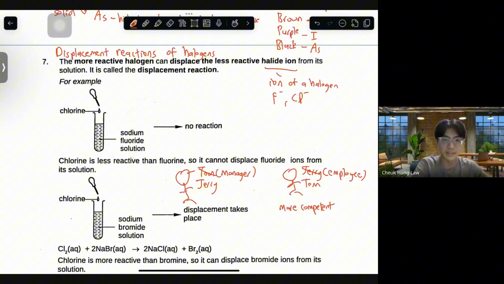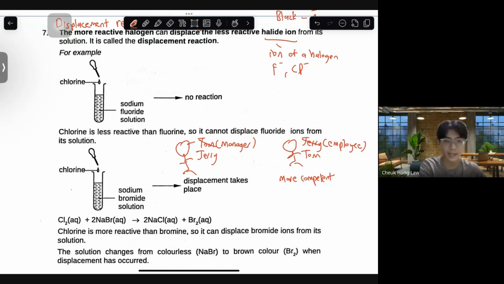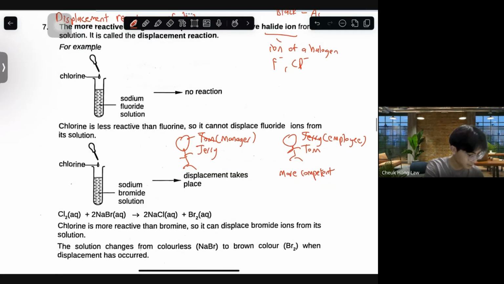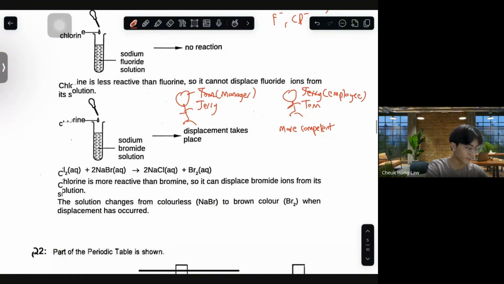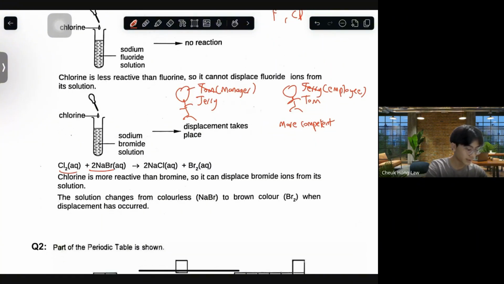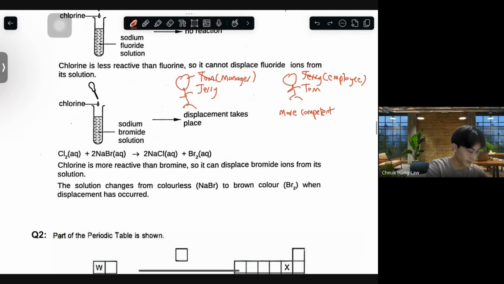So this is similar to displacement reactions, because the more reactive halogen can displace the less reactive halide ion from the solution. Okay, so now let's look at a chemical example. Let's start with the second one, chlorine and sodium bromide. In this reaction, you have two halogens: one is chlorine, and one is the bromide ion.